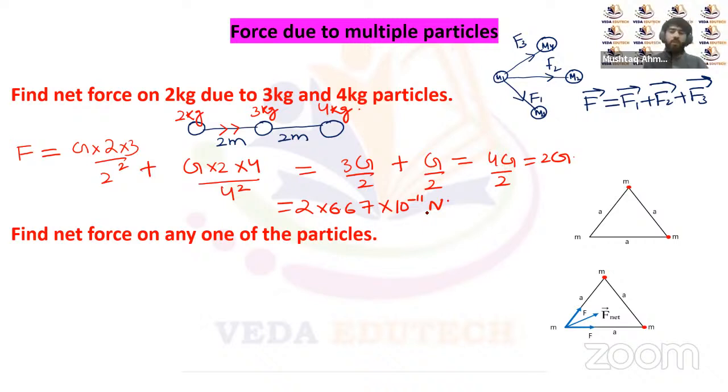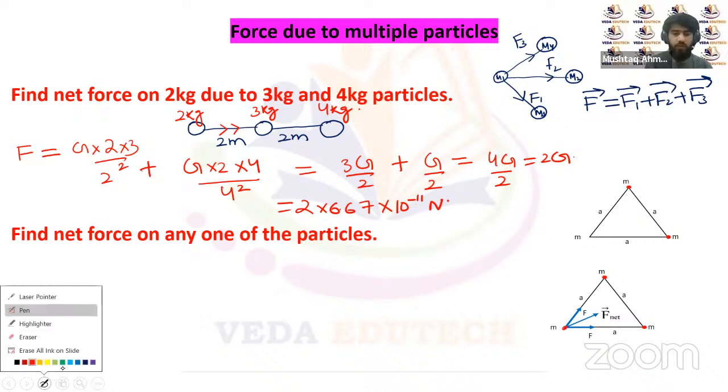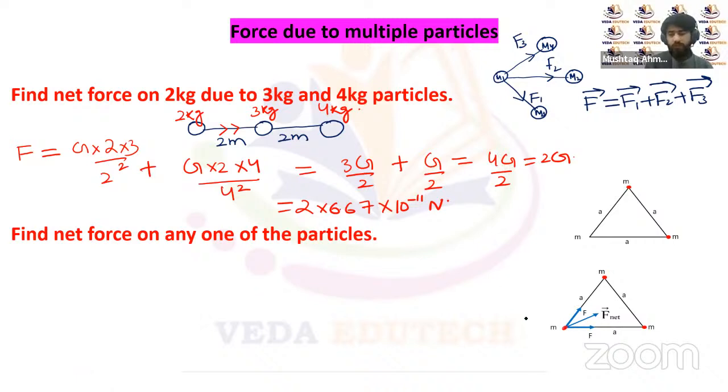Now you can see here we have three particles placed at the corners of an equilateral triangle, M, M, and M each. We have to find the net force on one of the particles. So let's suppose this is the particle we have selected for the calculation of the net force. Now there will be two forces on this particle. One will be because of this mass, another because of this mass, and the total force on this particle will be the vector sum of both the forces.